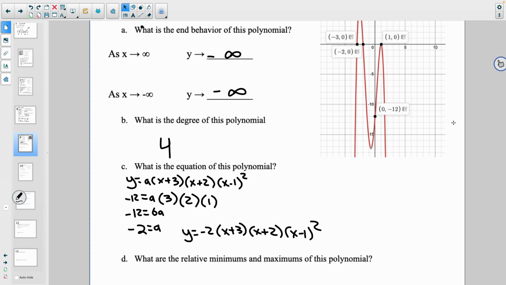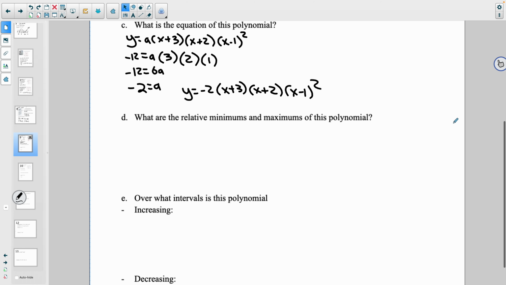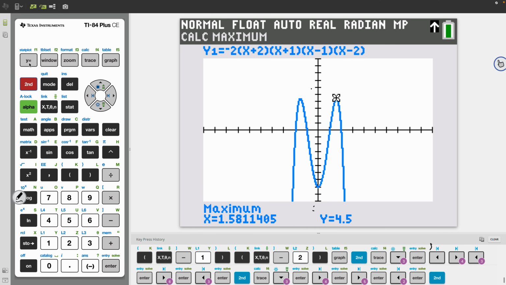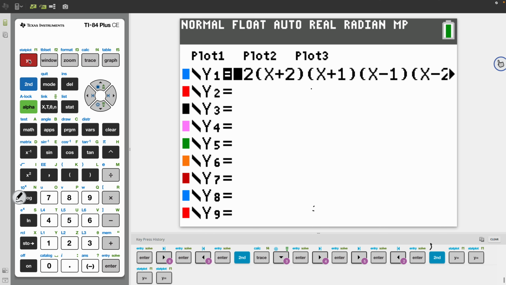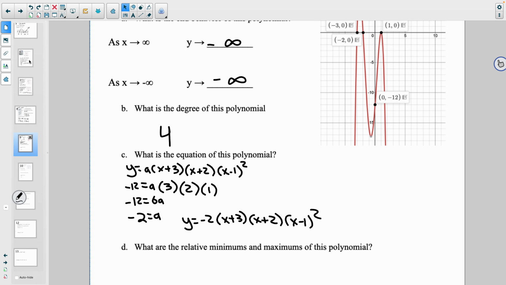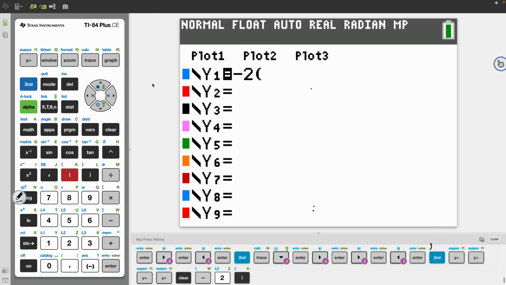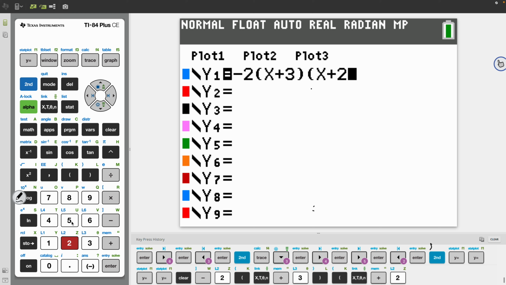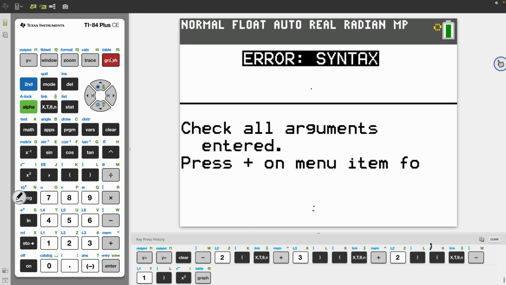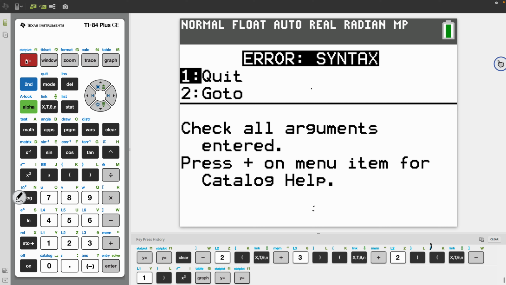Okay, so the minimums and the maximums, let's put this equation in over here. So let me go back to my calculator. So we can say negative 2, and then it was (x plus 3)(x plus 2), and then (x minus 1) squared. Let's graph this. Oh, what did I mess up? Let's see.